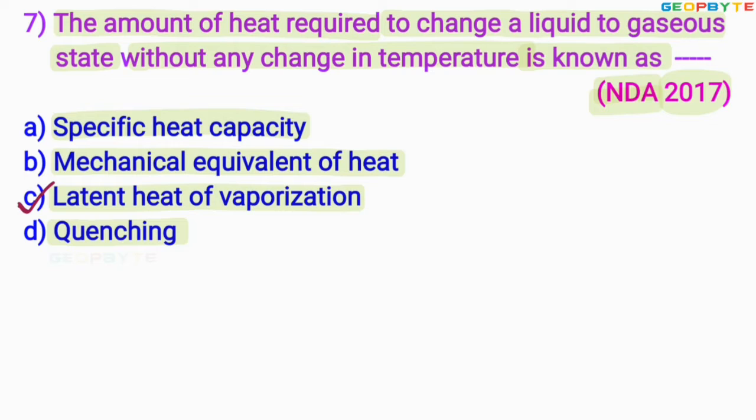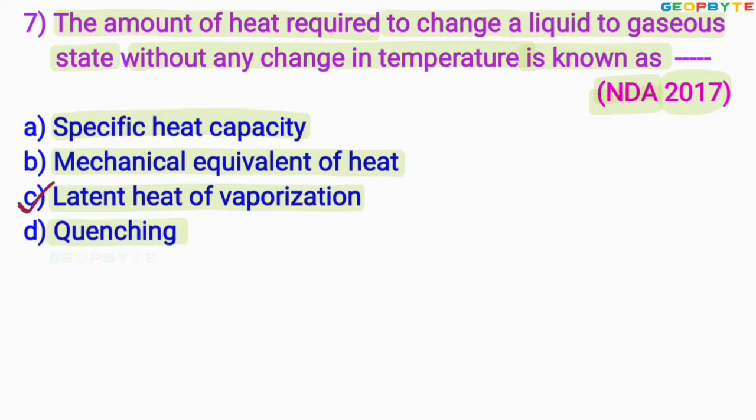Dear friends, whatever the heat which is required for any pure substance like water to change its phase from solid to liquid or liquid to solid or from liquid to vapor or from vapor to liquid or from solid to vapor or vapor to solid is called latent heat. Latent heat means the amount of heat transfer at constant temperature during the phase change of any pure substance like water.